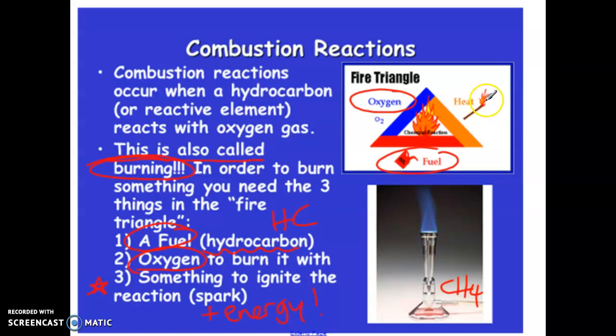Okay, same thing with, let's say you have a match and you want to light the match. Normally you need to scrape it against flint. So what you're doing is you're creating a spark using friction. The friction of the match against the matchbook is enough so that the flame can actually begin.